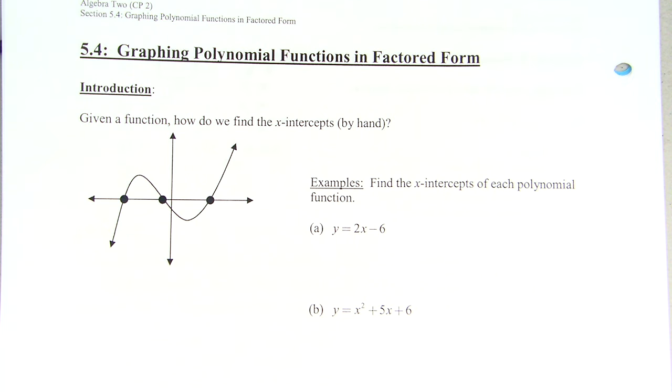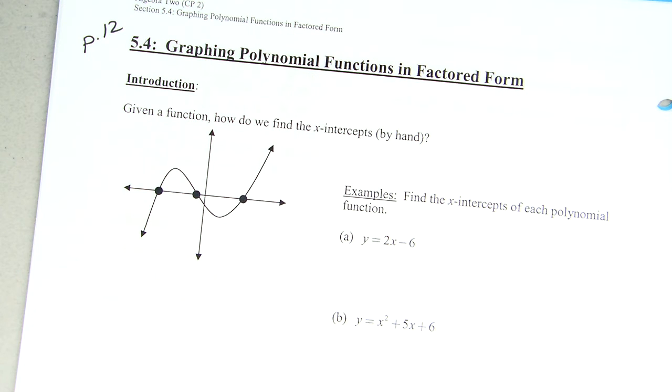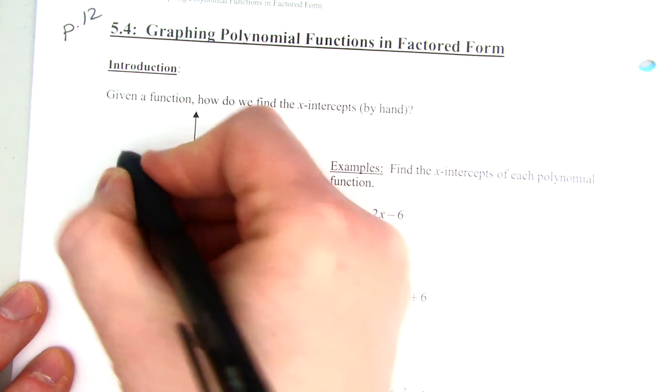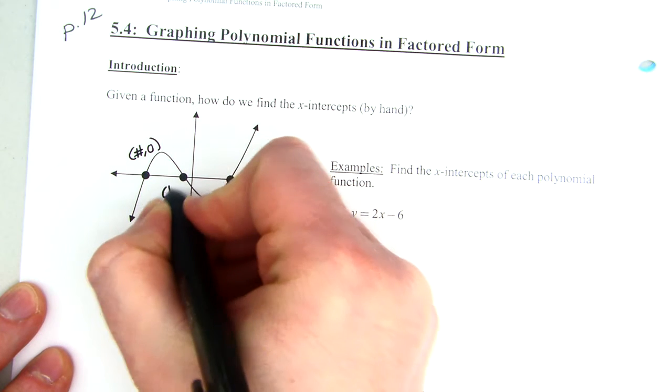We are going to move into section 5.4, which is on page 12 in your packets. And we're going to talk about finding x-intercepts of polynomial functions and then using them to do some graphing. Hopefully you remember from the last unit with our parabolas, our x-intercepts. Well, I've got 3 x-intercepts for this particular polynomial function. They're all in the form some number comma 0.